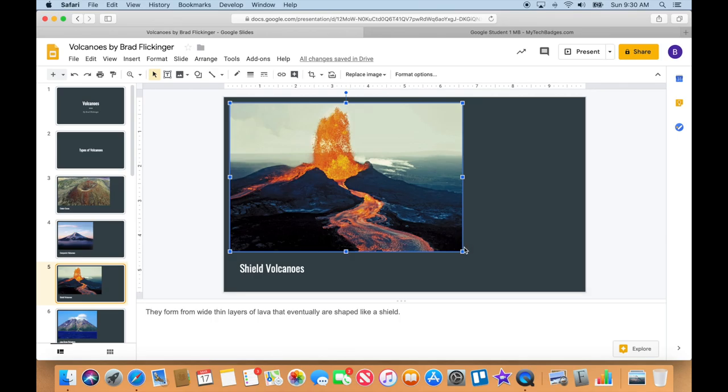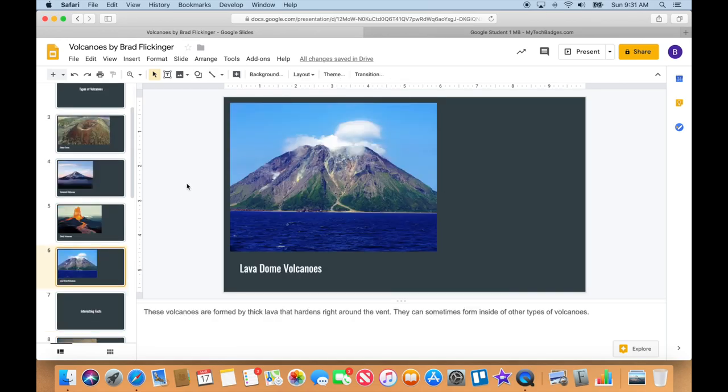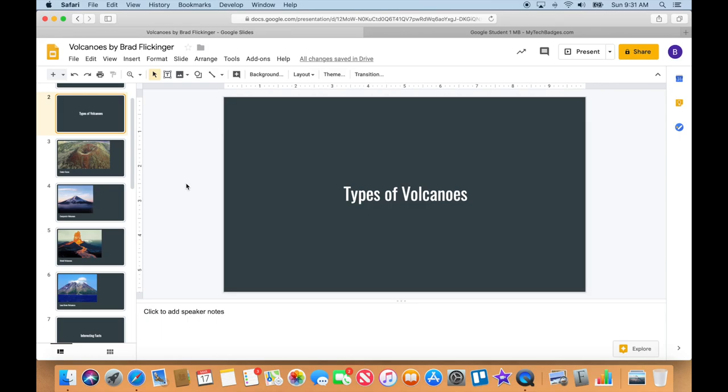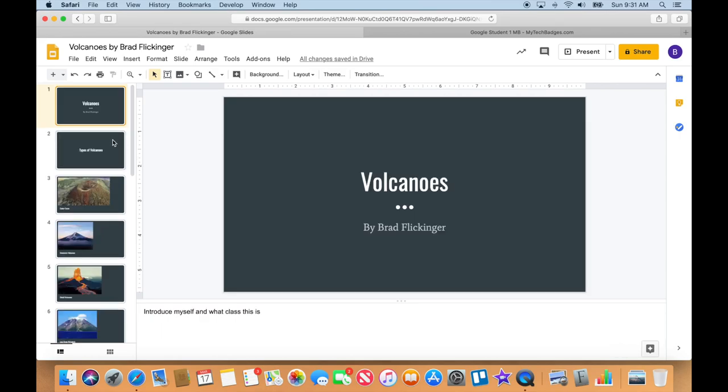We didn't really cover it, but you guys know how to resize photos if you want to. I very rarely will resize a photo. I mostly will trust that the Google template is putting them in the right way. So essentially that is the presentation.